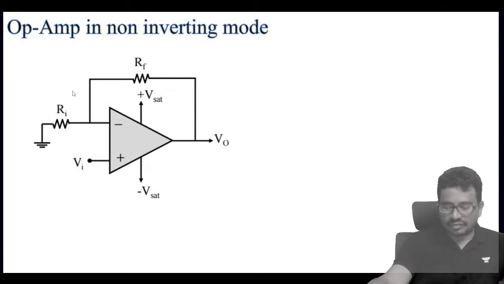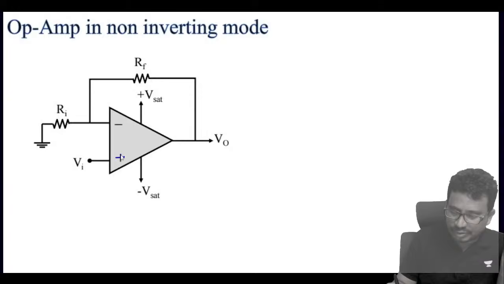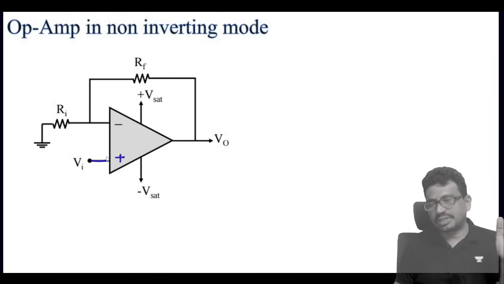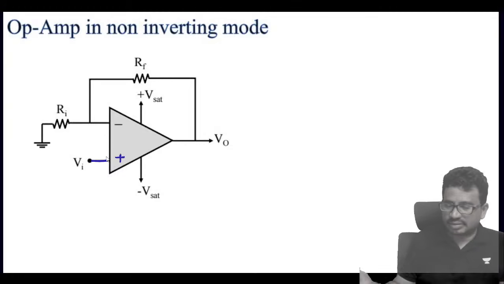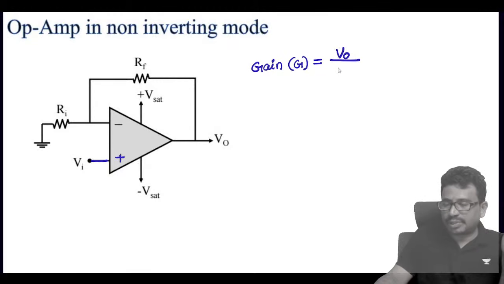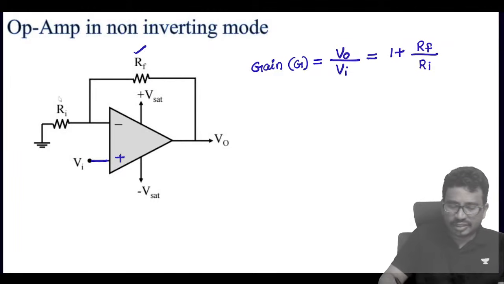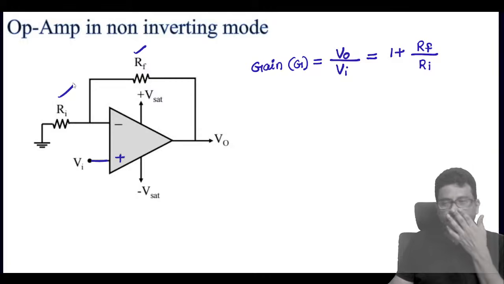In case of non-inverting mode, this is the positive non-inverting terminal. Now we have given the input to the non-inverting terminal. That's why this is called a non-inverting amplifier. In this case, the gain G is given as output voltage by input voltage, which is 1 plus RF by RI. This is RF, this is RI.